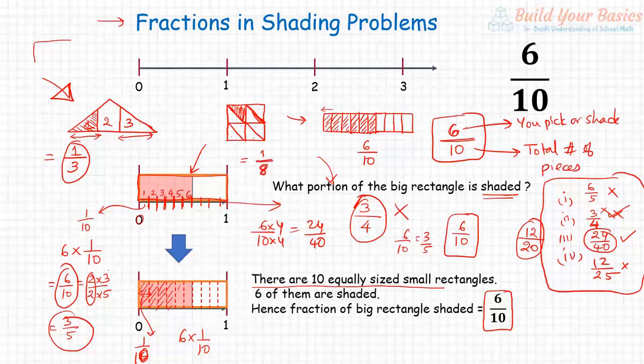So can we do 4 into 2, sir? 4 into 2 is 8. Yes, you can count it like there are 2 pieces in one square, and there are 4 such squares, so 4 into 2 is 8. Or there are 4 triangles in the first row, and similarly 4 triangles in the second row. So 4 into 2 is 8. That way also you can count.